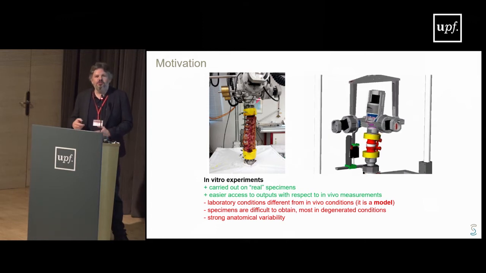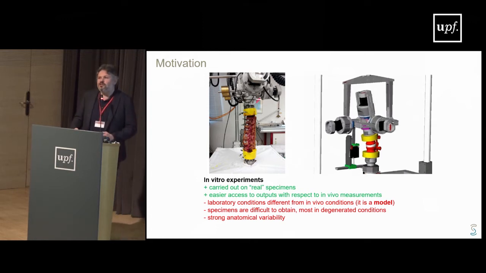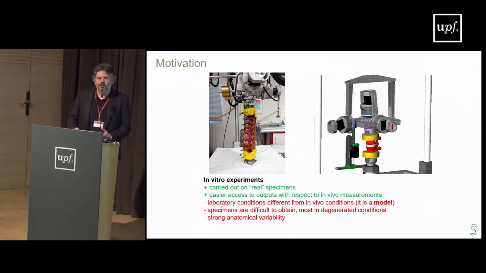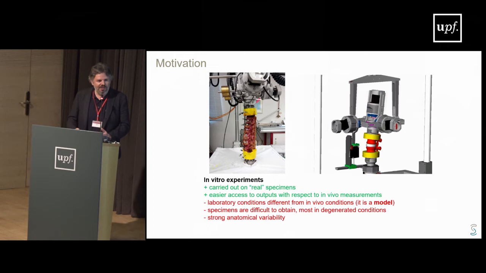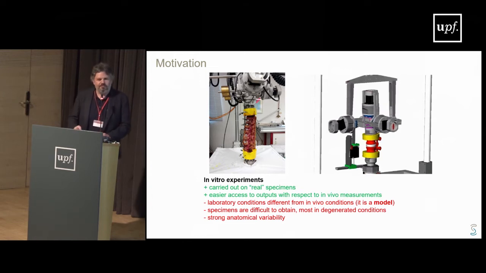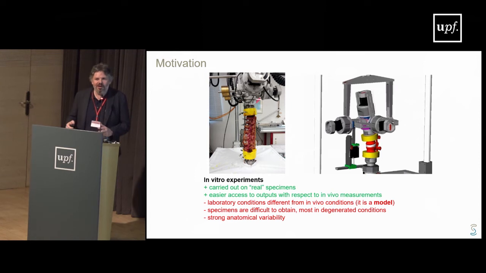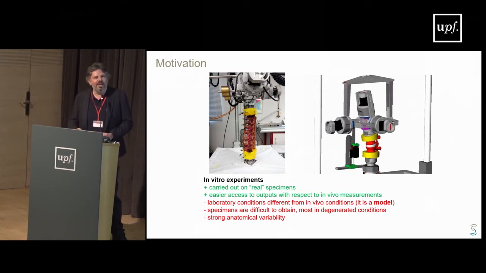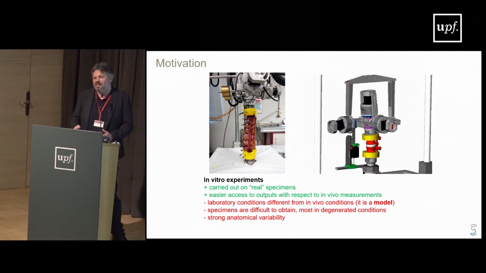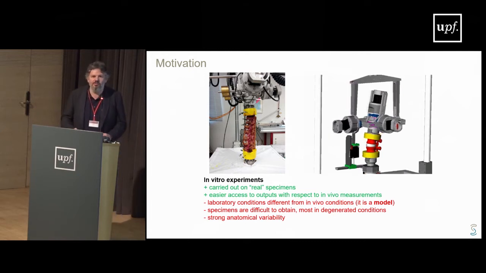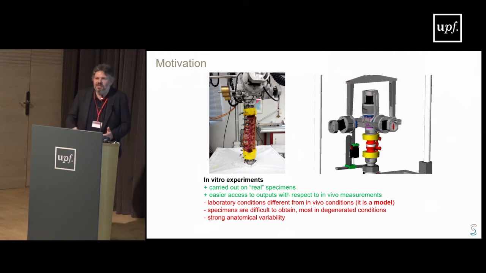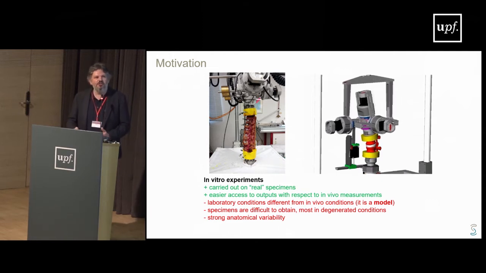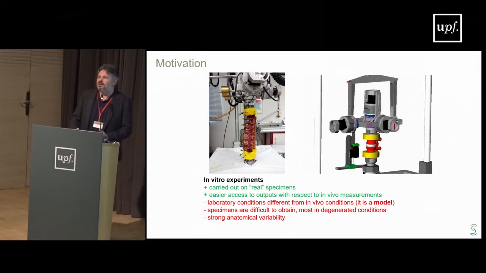So you have a spine. We apply some sort of physiological loads that more or less mimic the physiological loads that we have in vivo. We are still working on real specimens, so we are still in, let's say, the real thing. And we have easier access to the outputs with respect to the in vivo measurements because we can put more sensors, we can use different sensors, we can even damage the spine more, even if we need to make some lesions in the spine, because it's a cadaver. So it's easier to work with. We should not be worried that we are creating some damage to the patient.